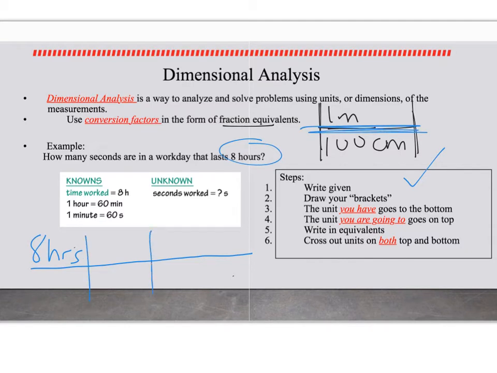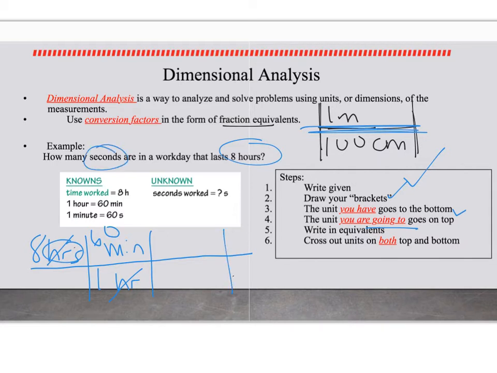I'm going to make my first bracket. The next thing, step number 3, the unit that you have is going to go to the bottom. So the unit that I have, which is hours, is going to go to the bottom. The unit that I'm going to is going to go on top. So I can convert hours to minutes, and then I can plug in my equivalent measurements, where 1 hour has 60 minutes. You have an hour on top and an hour on the bottom, so they cancel out. Now I'm left with minutes. I need to get to seconds, so I'm not finished.